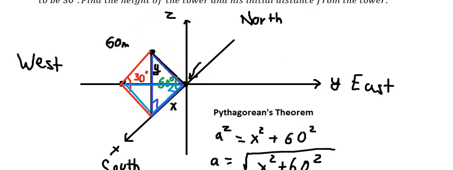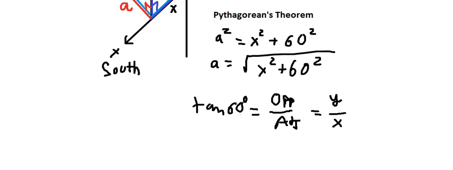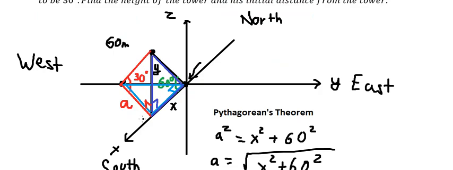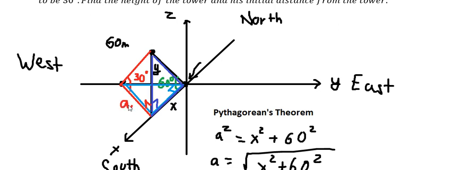Now we can do the same for the red triangle. We have one right angle here. In this one, a is this side here, y is the value we just put, and I will put 30 degrees. So tan 30 is opposite, y, over adjacent, a.